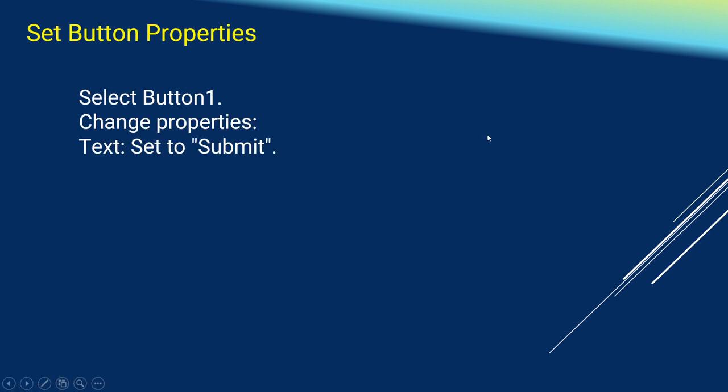With Button1 selected, let us modify its properties to improve the user experience. In the properties window, change the Text property to Submit. This label clearly indicates the action the user needs to take, making the interface more intuitive.